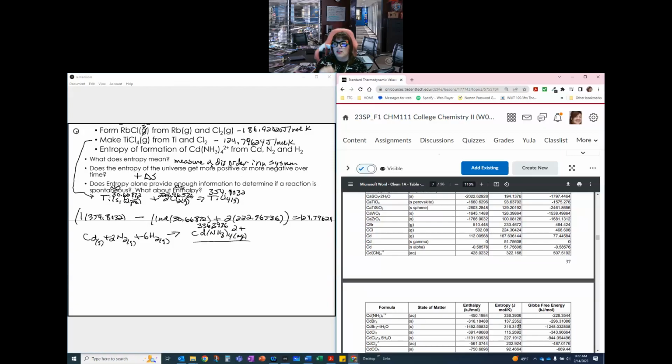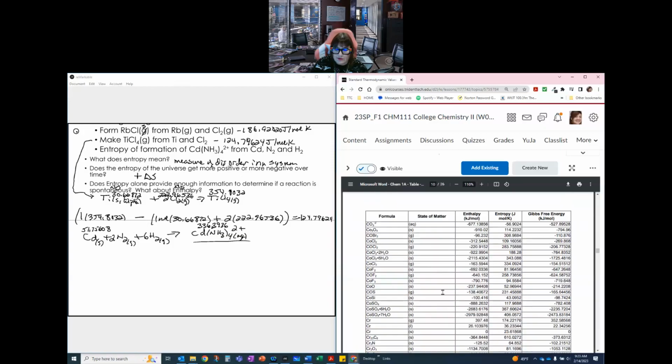All right. On my Cd solid, and again, we have a gamma and an alpha. I'm going to choose the gamma because it's the one that has an enthalpy of 0. So it's the one that exists in nature. So 51.75608. And it turns out that they have the exact same entropy value, even though they don't have the same enthalpy. Let's go find our H2, because that's the next thing we're going to run into.